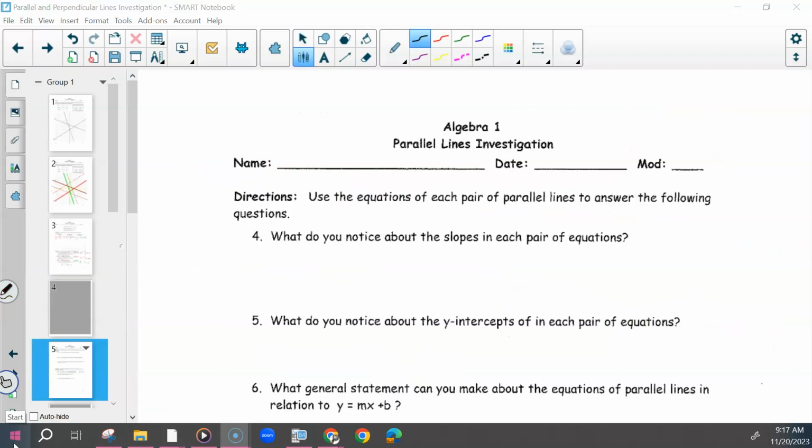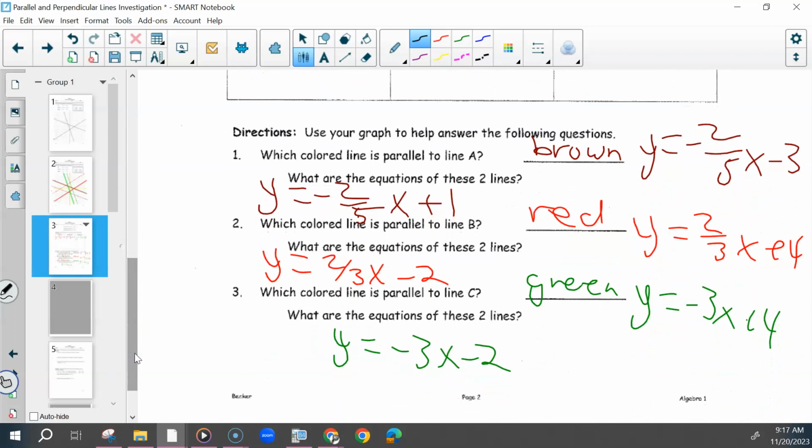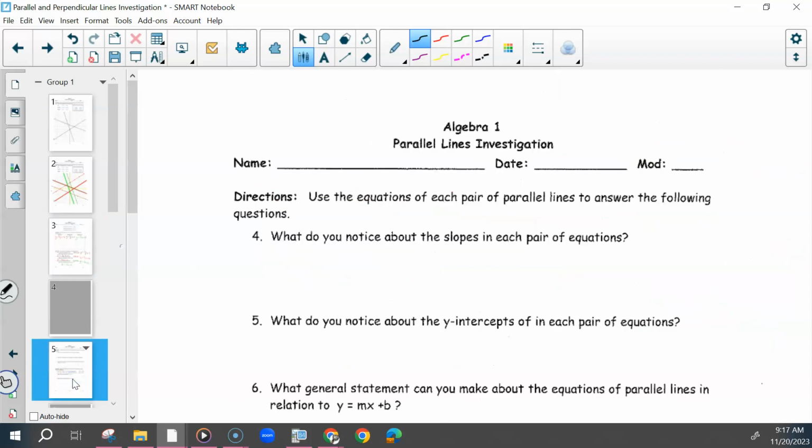Alright, so let's talk about this. For number 4, what did we notice about the slopes of each pair? So the fraction slopes were paired to the fraction slopes, and the whole other slopes were paired to the whole other slopes. Okay. Did not notice that before. That happened to happen. Did anyone else have something different? Because that is true, but there's more to it than just that. They are the same. Really, they're the same.